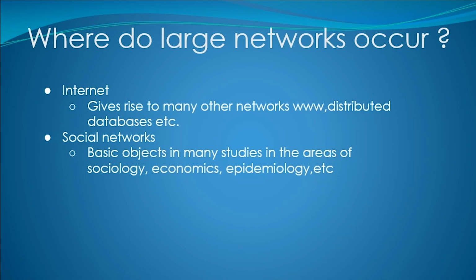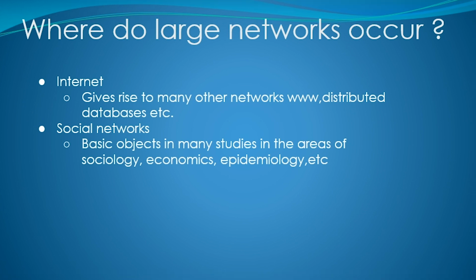Large networks occur in Internet, and this gives rise to many other networks. World Wide Web. What's the difference between World Wide Web and Internet? World Wide Web is a set of documents, but Internet is a network of computers. And also Internet gives rise to many other databases and social networks. Social networks do not cover Facebook, etc. only, but very many other networks in which people interact with each other.